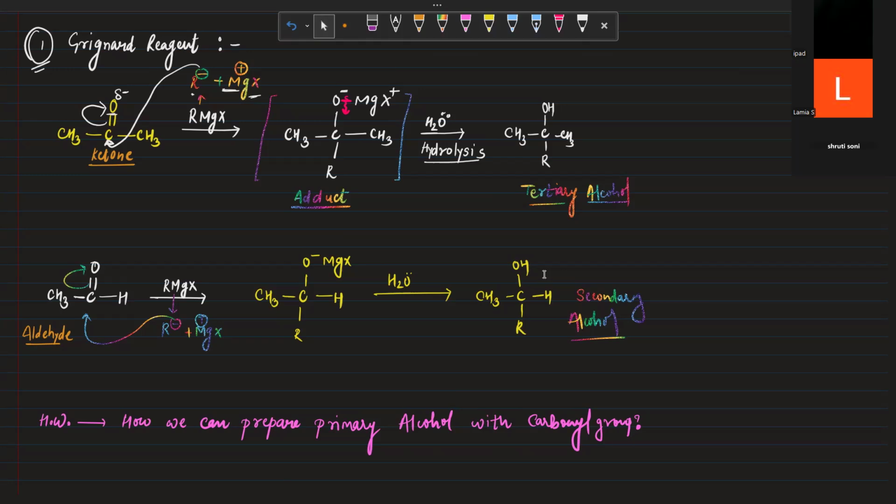The homework: prepare primary alcohol with carbonyl group.